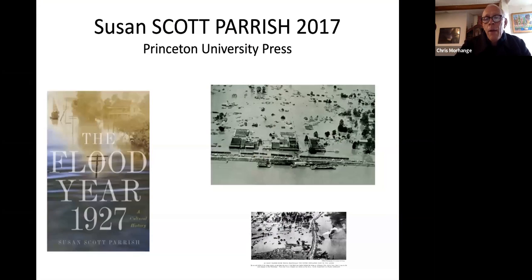And the final one: a few years ago, I had the chance to read this book by Susan Scott Parrish, a very good American historian, published in Princeton, The Flood Year, 1927, about the mega flood of the Mississippi, which shaped the geography of the Mississippi. It's a fantastic book because it deals with total geography and total sociology. So I think this book, very far away from Iraq, very far away from the Bronze Age, can help scholars understand in what way a fluvial system is engaged in the geographical and archaeological organization of a river, like the Tigris and Euphrates. Thank you.